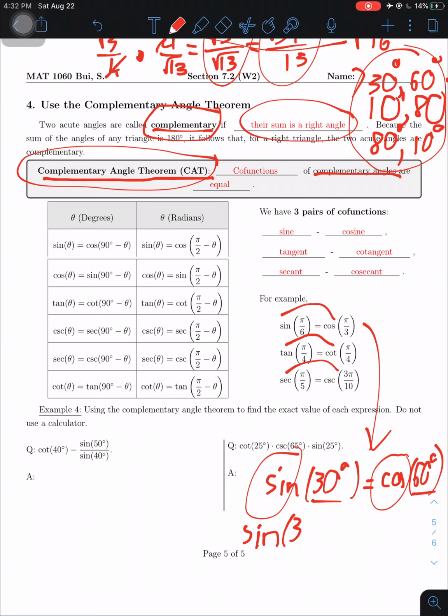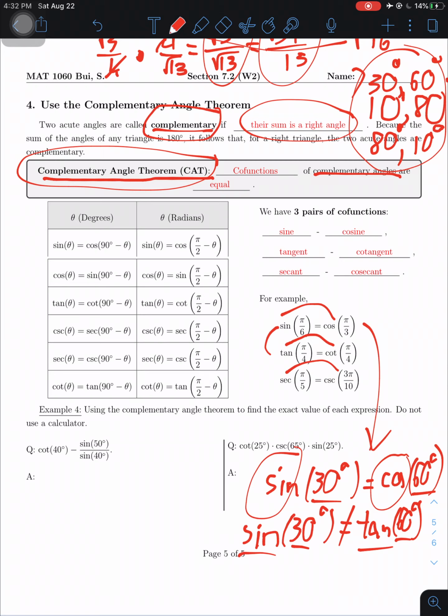For example, if you write sine of 30 degrees equals, I don't know, tangent of 60 degrees, well, you might argue that the two angles add up to 90, but this is still wrong. This is still not correct. Why? Because the co-functions are not the right ones. Sine doesn't pair up with tangent.